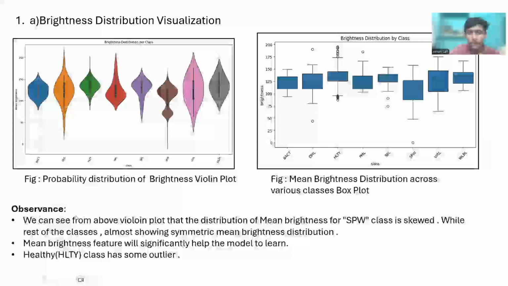So yes, I have also written this observation. We can see from the violin plot that the distribution of mean brightness for this SPW class is skewed, while the rest of the classes are almost showing symmetric mean brightness. Mean brightness feature will significantly help the model to learn, right?